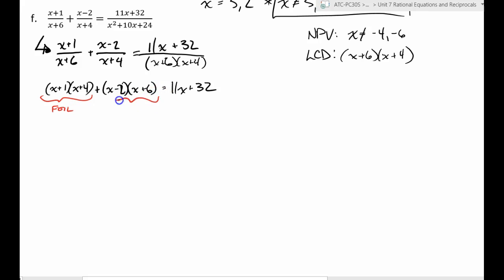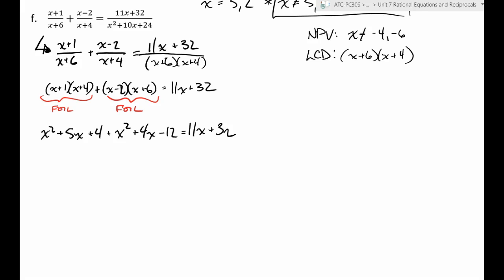From here, I'm going to go ahead and FOIL these, because it's two binomials. And I'm going to get x squared plus 5x plus 4 plus x squared plus 4x minus 12 equals 11x plus 32. Well, again, I'm dealing with quadratics, and I want to collect like terms and get everything on one side and set it equal to 0. In this case, it's going to be easier to have 0 on the right-hand side.